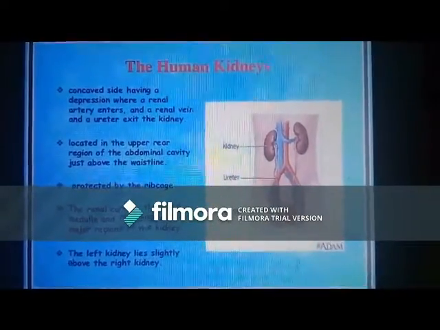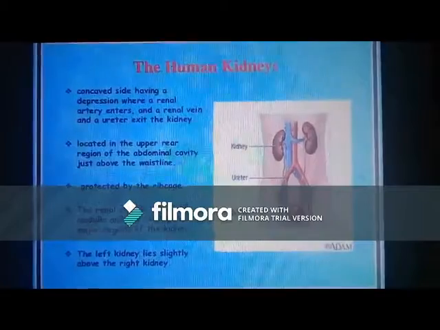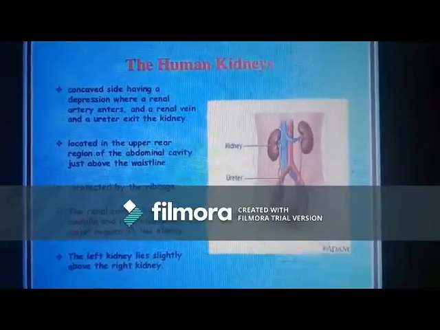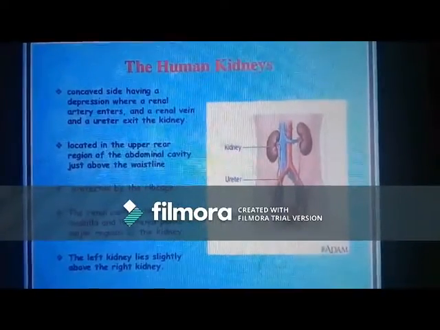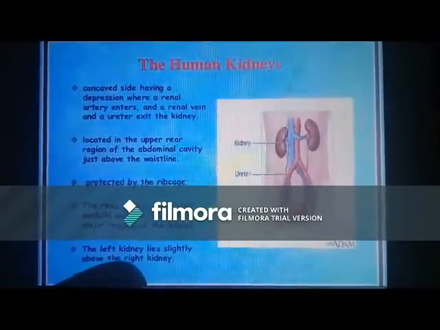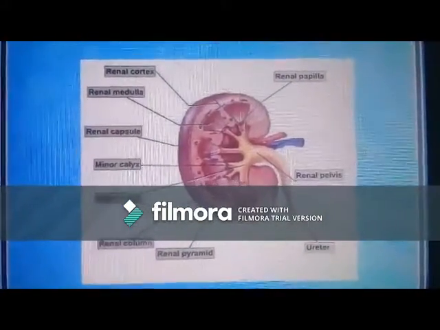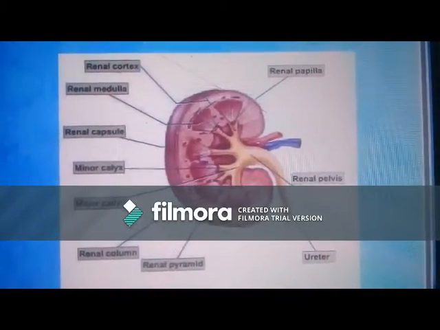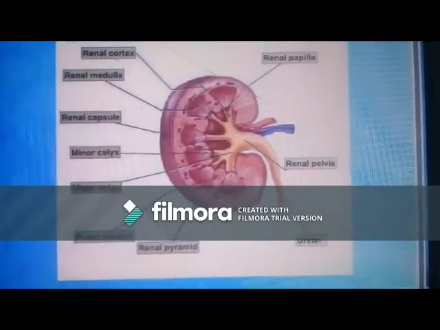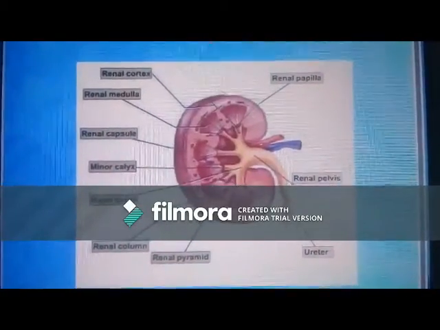Located in the upper region of the abdominal cavity just above the waistline, and protected by the rib cage. The renal cortex, the renal medulla, and the renal pelvis are the major regions of the kidney. The left kidney lies slightly above the right kidney. So this is the kidney diagram. These are the parts: renal cortex, renal medulla, renal capsule, minor calyx, major calyx, renal column, renal pyramid, ureter, renal pelvis, renal papilla.